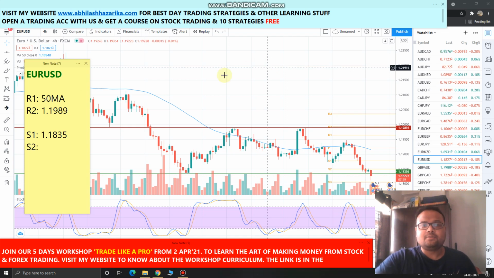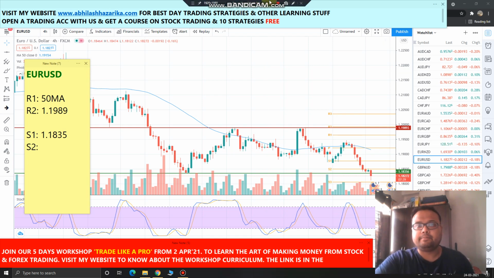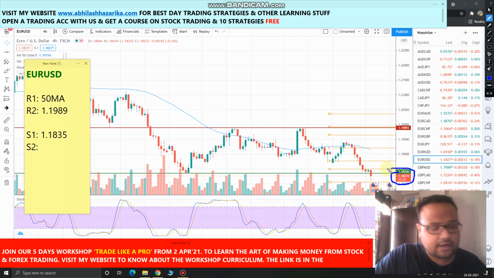Okay. So this is the chart of Euro USD and we can see that right now market is trading at 1.18272. Let me take out the pencil. Okay, so we can see that right now market is trading at this price. This is the CMP or current market price. As you can see, right now market is trading in a range.